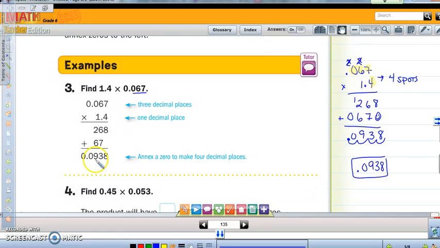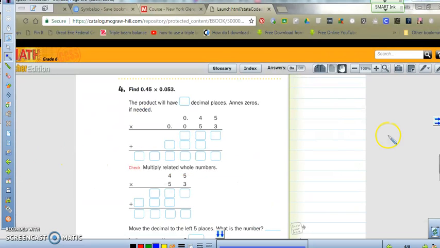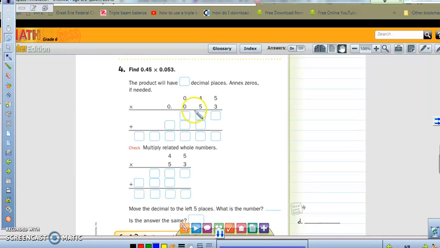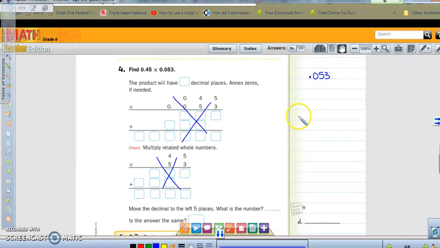Okay, let's look at example 4 now. I don't like the way they wrote all of this, so I'm going to do it off the side. Again, we can take the longer number in multiplication and put it on top. Not the bigger number, just the longer. And 0.45. Again, we don't need to line up decimals, which is great.